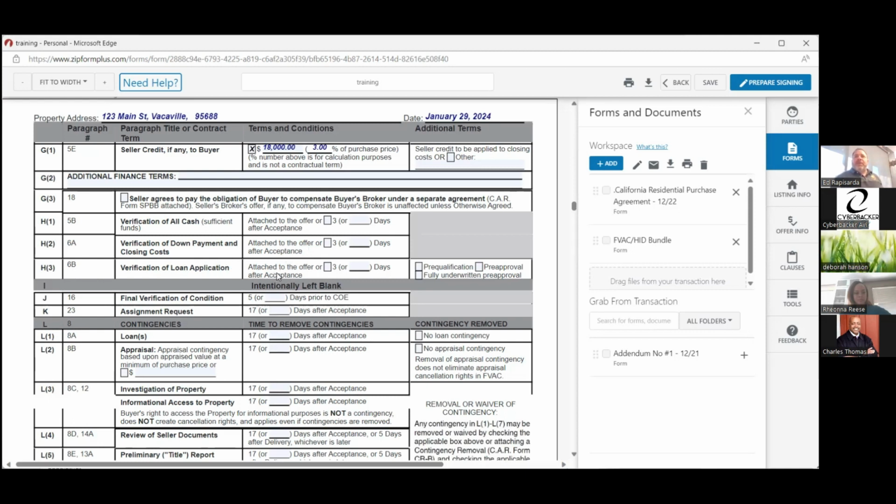3H3, verification of loan application attached to the offer or within X amount of days. And now you have pre-qualification, pre-approval, fully underwritten pre-approval. What's the difference? So I received a letter from my bank, Wells Fargo. It says you are approved for $500,000. Is that a pre-approval? No. What is it? That's a pre-qualification, right?